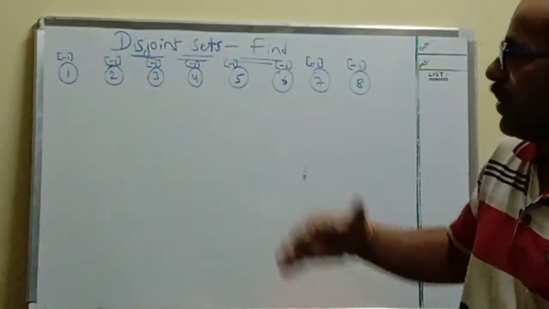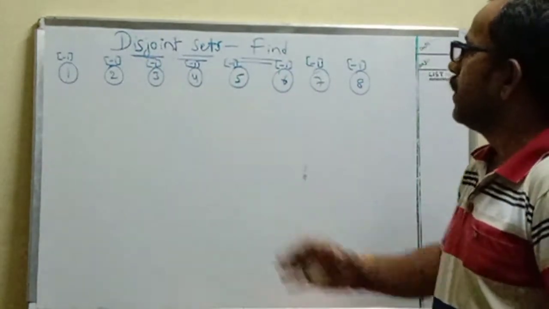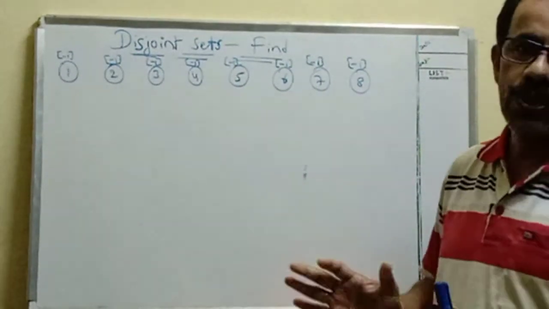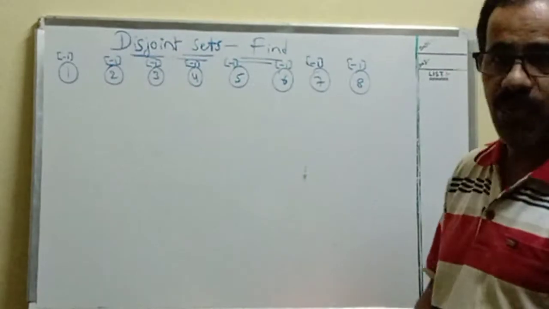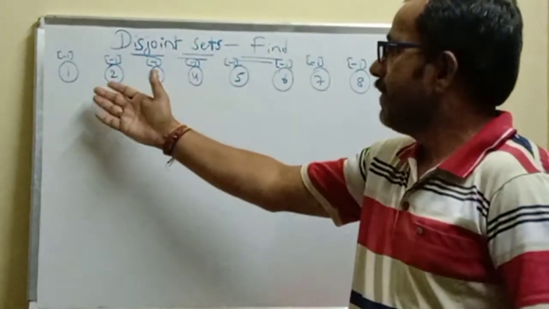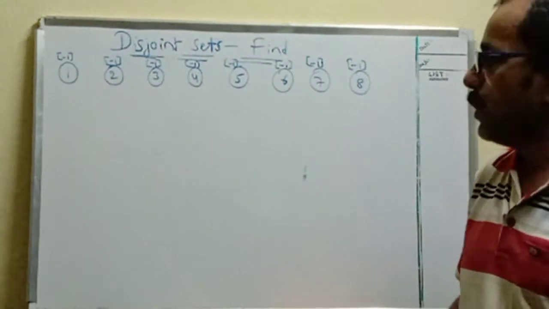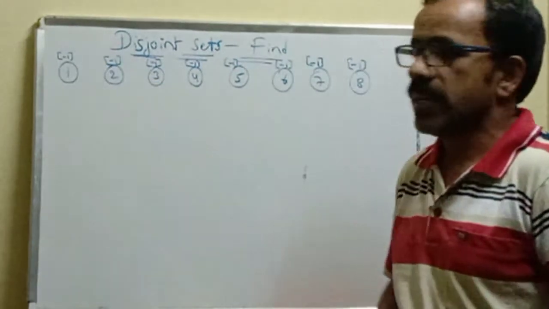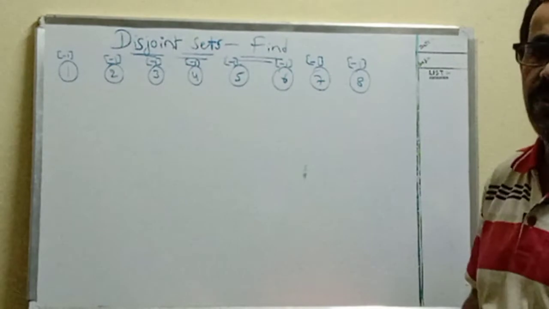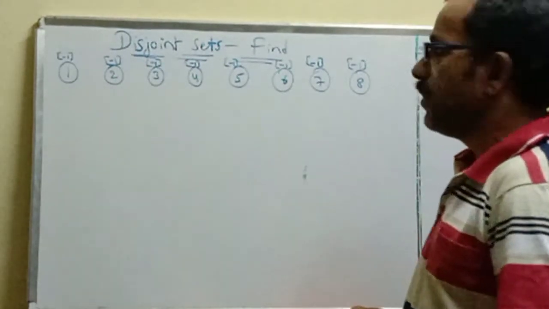I will explain. So first, take 1, 2, 3, 4, 5, 6, 7, 8 as individual nodes. Initially, we are treating them as a forest. So that's why there is no parent for 1, no parent for 2, no parent for 3, because we are considering them as individual nodes. So that's why the parent is -1. That -1 represents there is no parent for 1, 2, 3, 4, 5, 6, 7, 8.